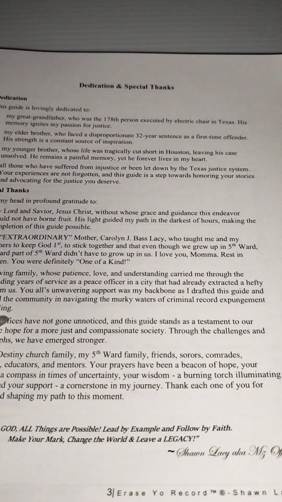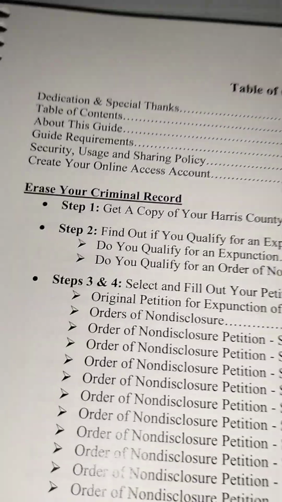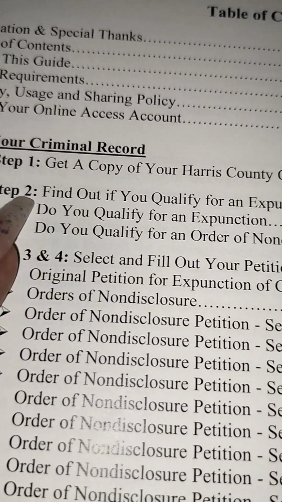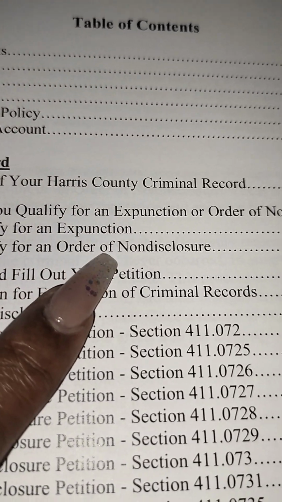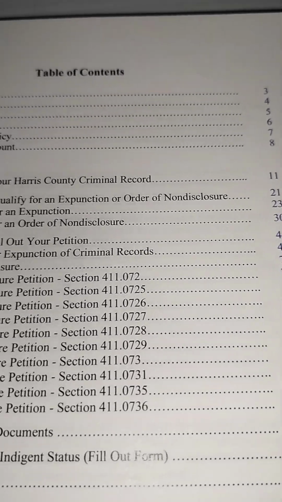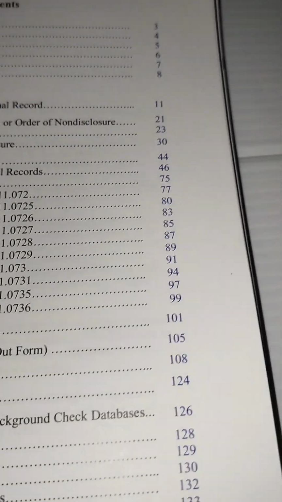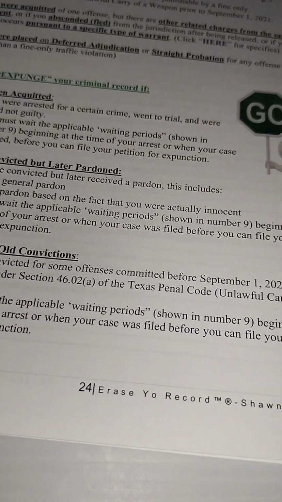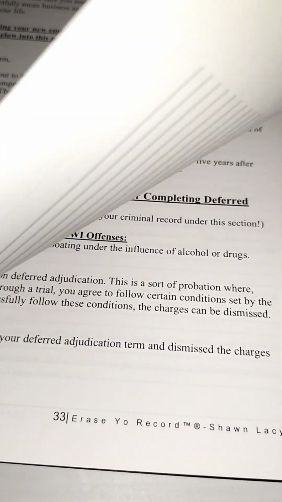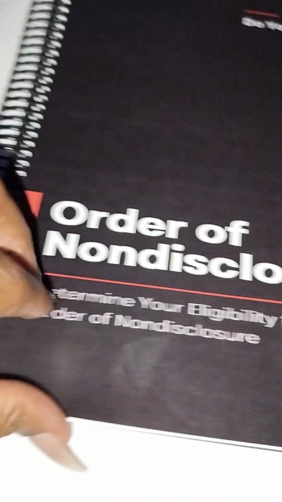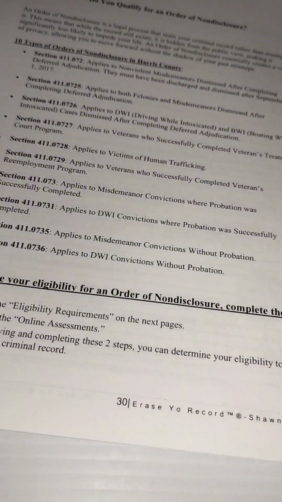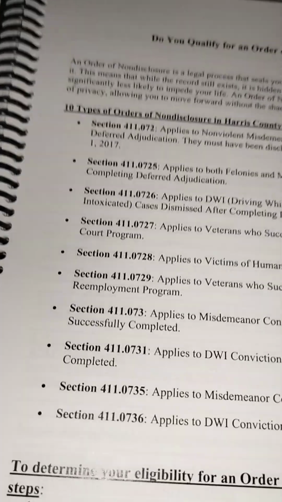So first thing we're going to do, we're going to go into the guide and we are going to the table of contents and we are looking for step 2. Do you qualify? Do you qualify for order of non-disclosure? Because that's how you seal a record, through an order of non-disclosure, and that starts on page 30. So let's go to page 30. You can see that's the section divider, order of non-disclosure, page 30.